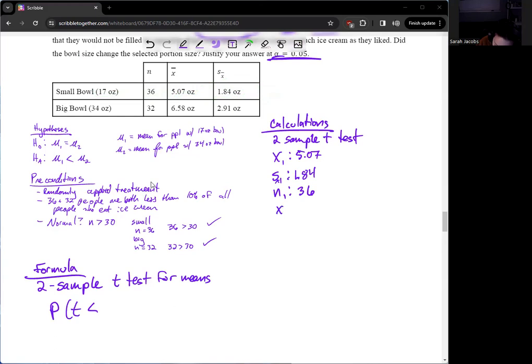Next up, we have the big bowl, X2, SX2, and N2. And those are all going to be 6.58, 2.91, and 32. Last but not least, our mu1 should match our alternative. So we think mu1 is less than mu2. All right, give me a second to put all this in my calculator. N1 is 36.